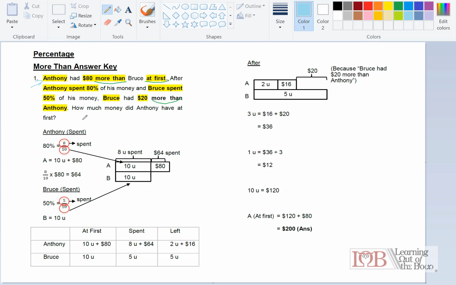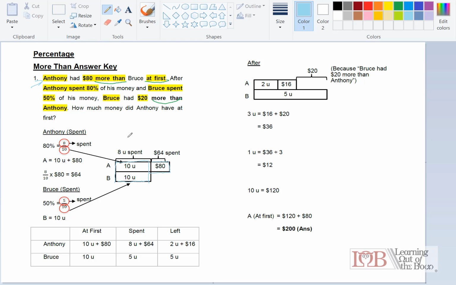Okay, so Anthony had $80 more than Bruce. So we will draw something like this, like two same size boxes. Okay, and then we have $80.